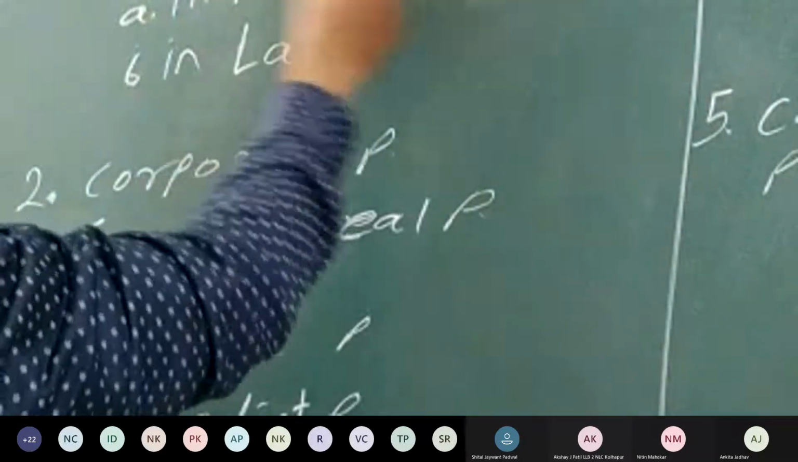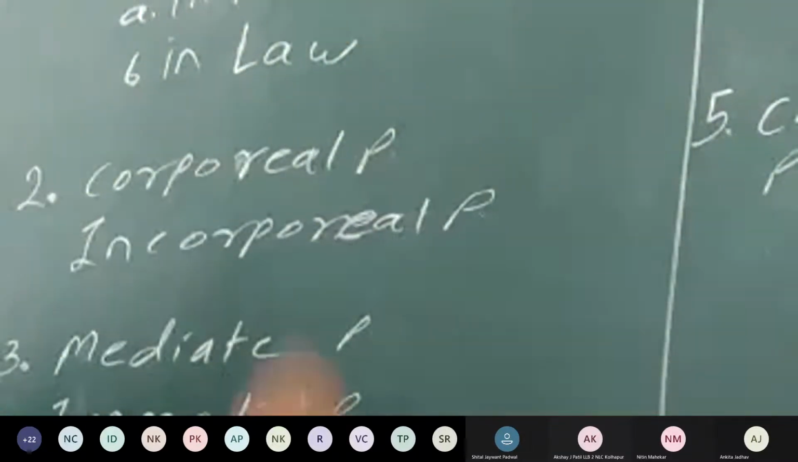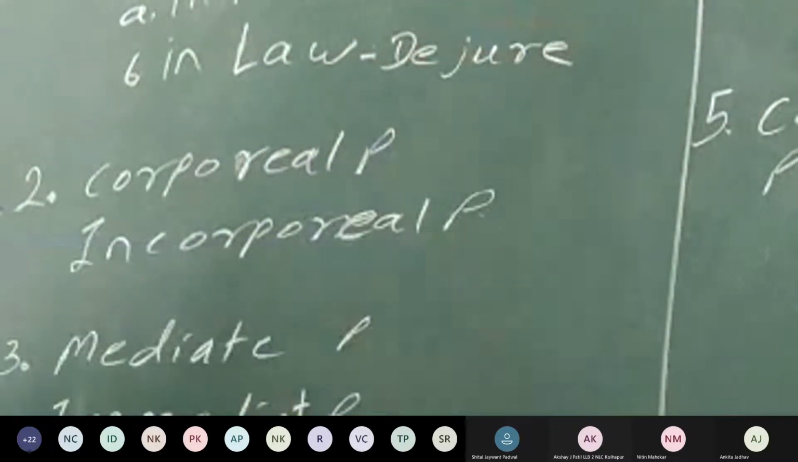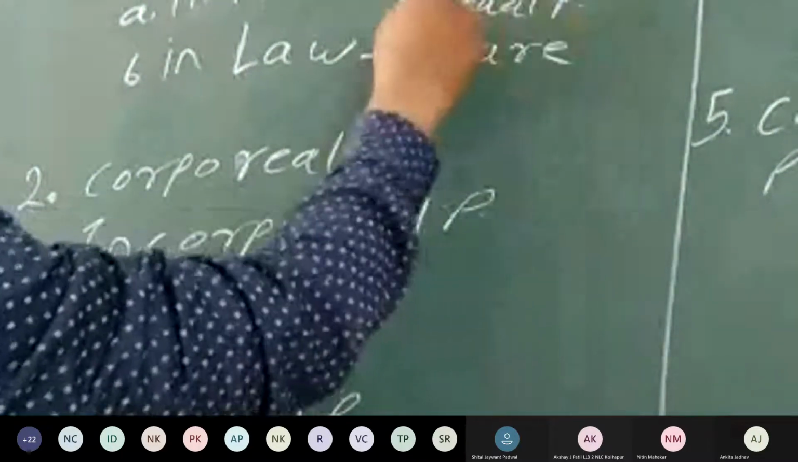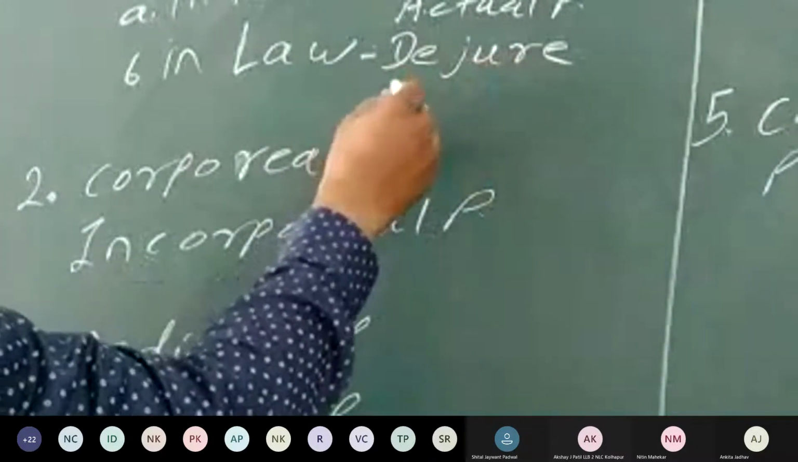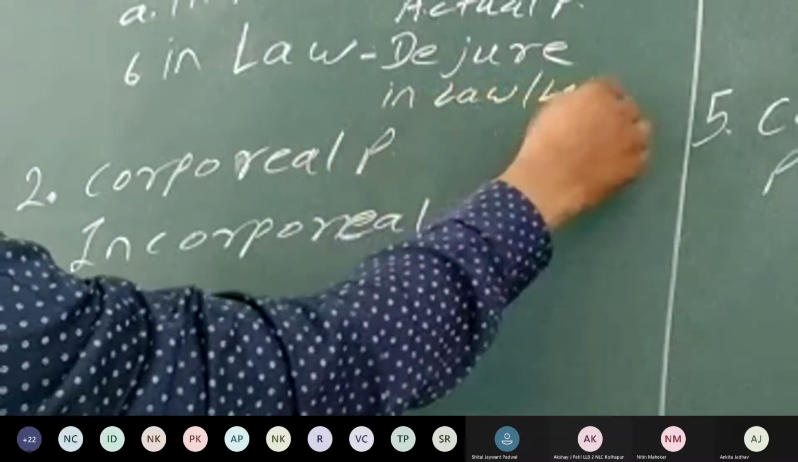This is known as de facto possession, and this is known as de jure possession. De facto and de jure possession. Now, what is de facto possession? It is the actual possession of a thing, an actual possession of a material object, of any physical property. Whereas de jure possession means the possession in the eyes of law, your legal possession.